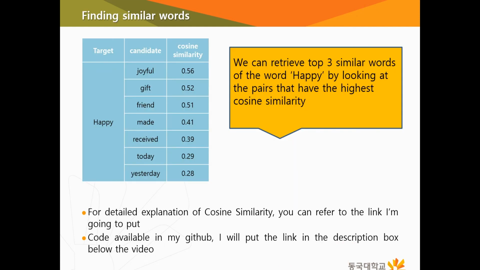So to wrap up, if you want to find the similar word of happy, then you take the cosine similarity of each pair in the vocabulary and you sort them in descending order, and the word that has the highest cosine similarity will be the similar word of happy. In this case, joyful will be the similar word of happy.